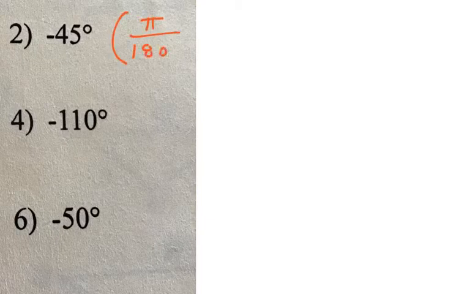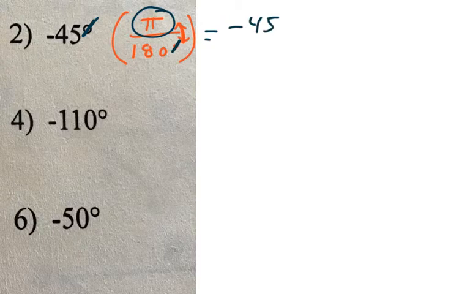Now what about these 3 where I'm given degrees? Well, we're going to use the same ratio, just backwards. You see, I know pi is equivalent to 180 degrees. See how I flipped this over right here? Now how do I know I did it right? Because see how the degrees cancel out, and I'm left with pi. So I have here negative 45 pi over 180.